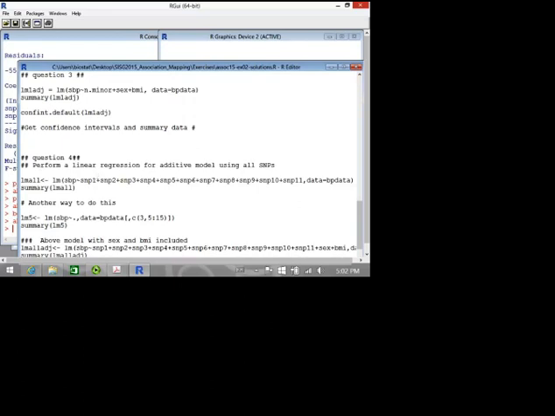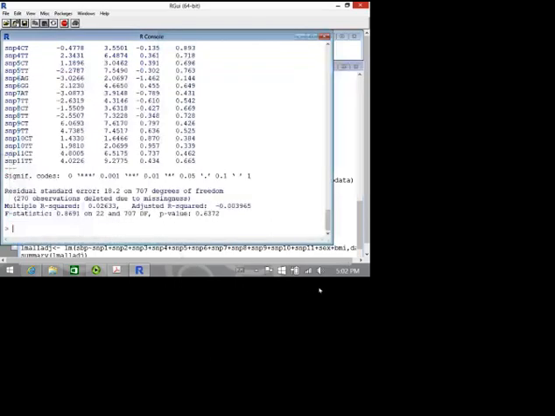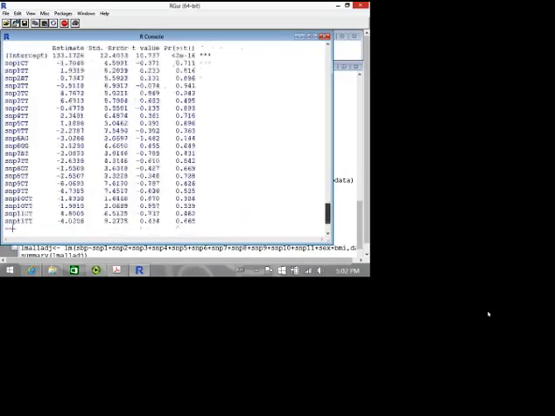If you want to use all SNPs, you can just add them in the model. Same as before. R squared improved some, as you see. R squared is now 0.02. But this is a full model.